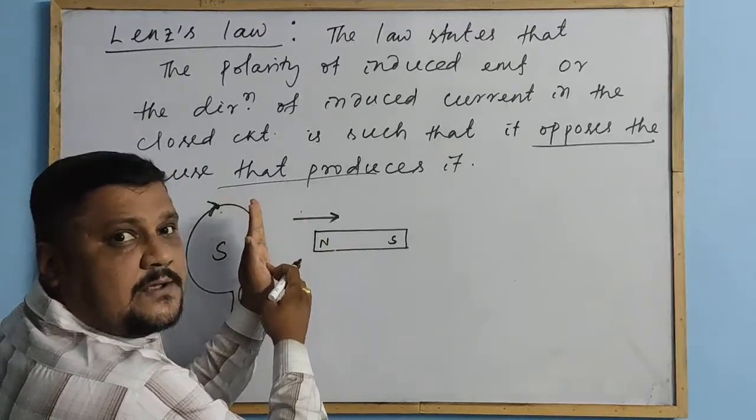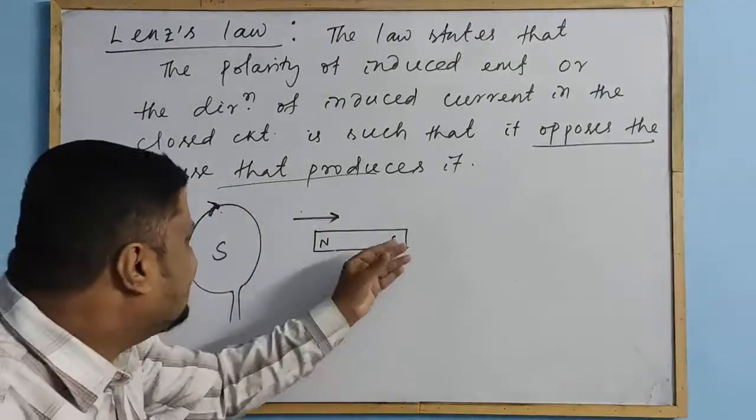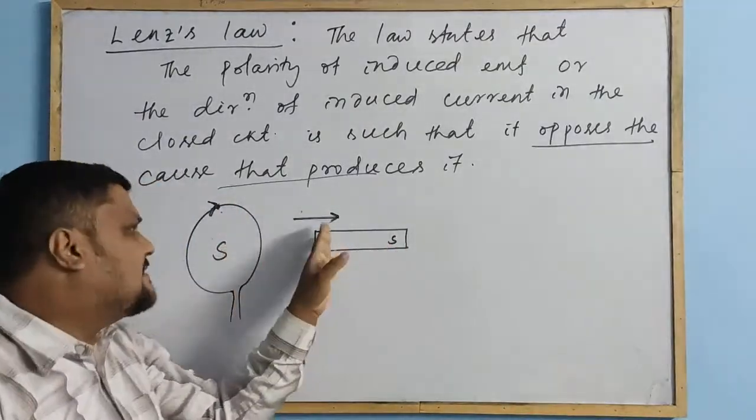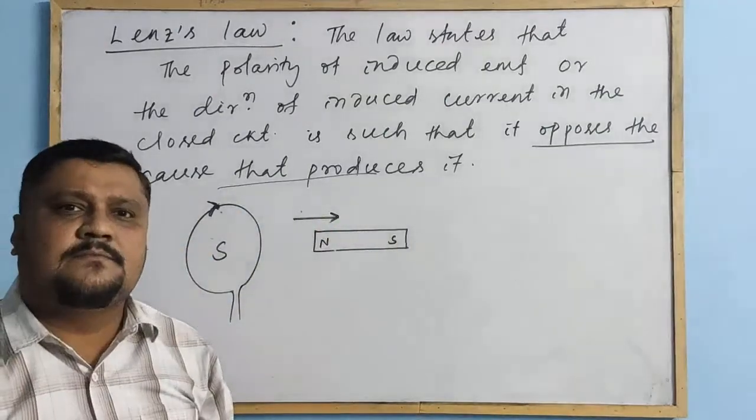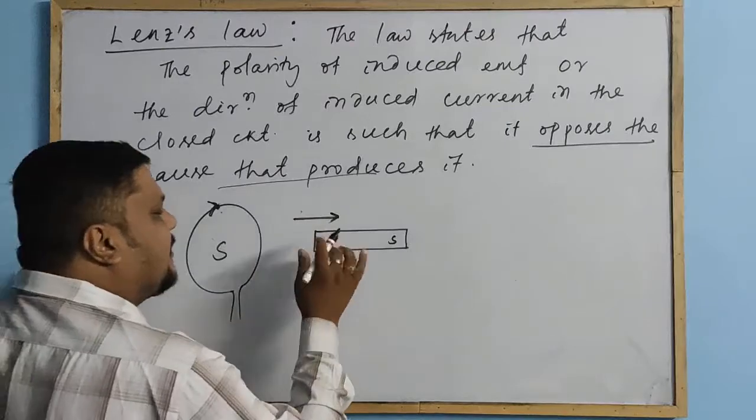South. So there will be an attractive force, which means it opposes. The flux is decreasing, so the opposition is to bring it back towards the coil. It is opposing by developing a north pole. So this is also true for the south pole and north pole.